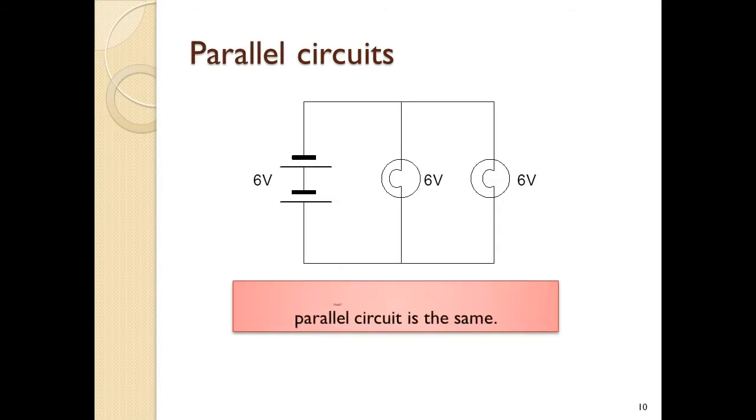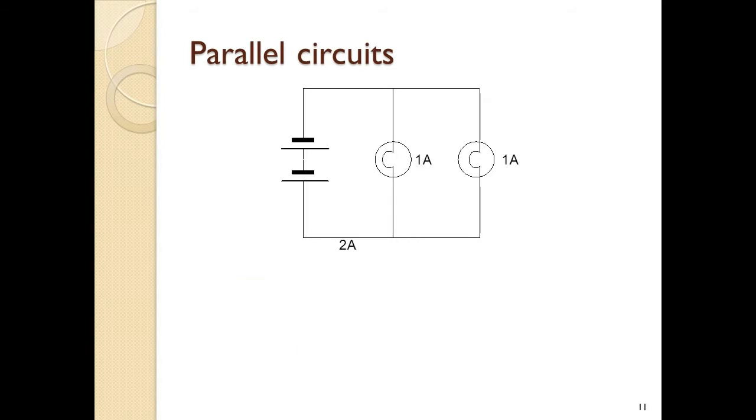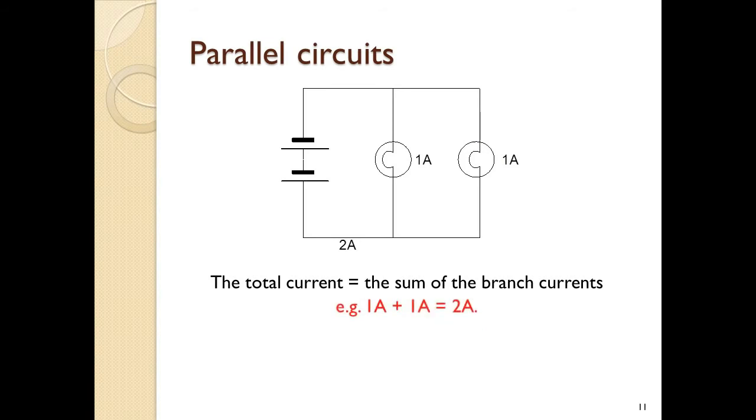In parallel, the voltage across each branch is the same. 6 volts is the supply EMF, or electromotive force. There will be 6 volts across this bulb and 6 volts across this bulb. If we add another branch over here, that would also have 6 volts across it, no matter what is connected in this extra branch. The current in parallel circuits divides, so that the total current is equal to the sum of all the branch currents. So in this case, 1 plus 1 makes 2 amps.